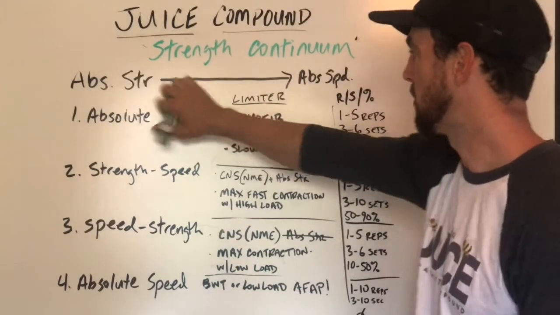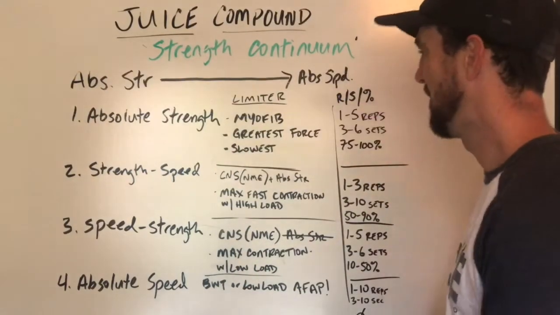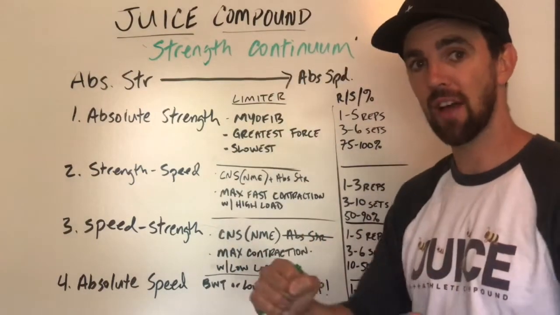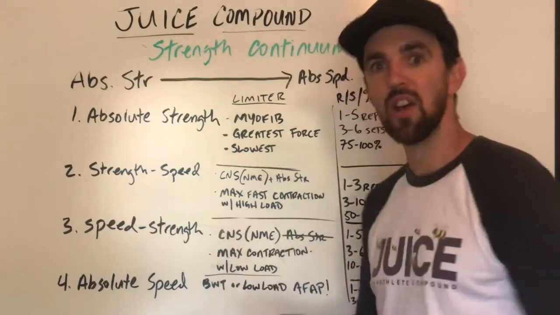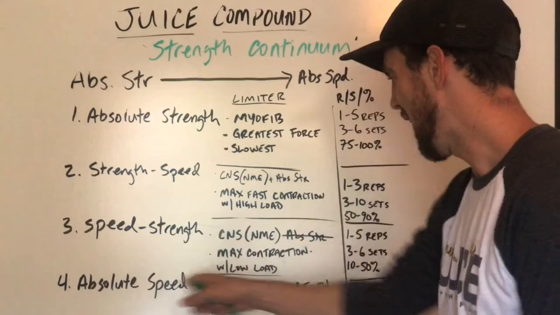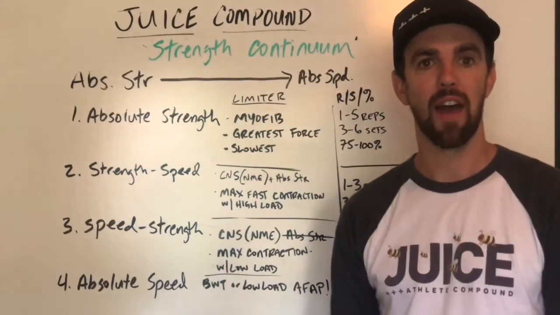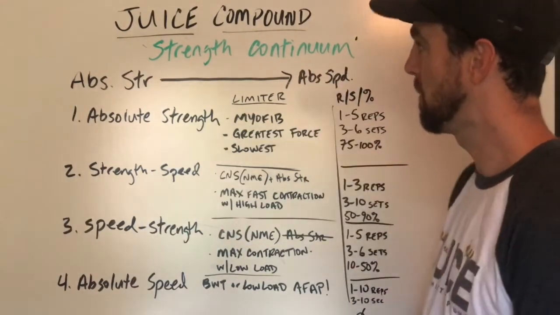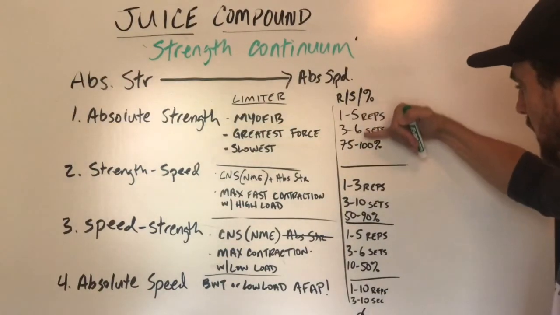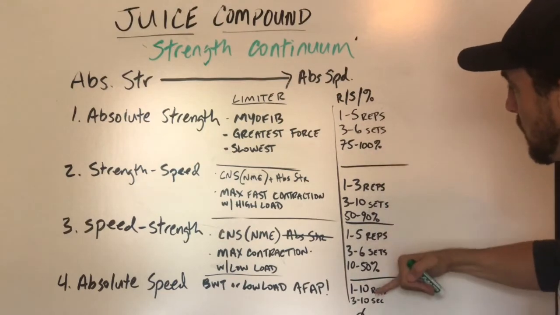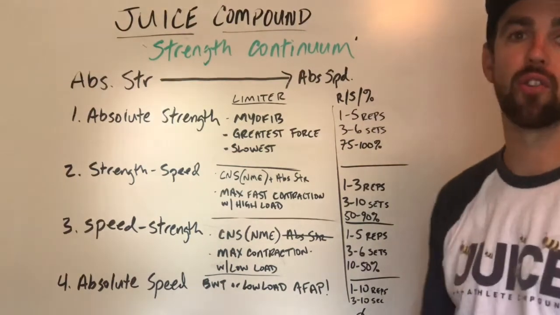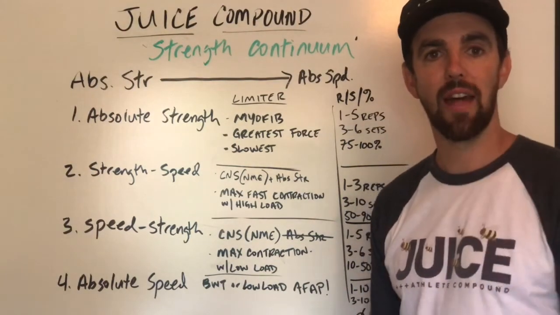Because we've developed our body's ability to produce the greatest force, we've now synced up that force with our brain to tell our body to contract fast. We've removed some of that load, so now you can actually move your body fast and not just think about moving fast, and now you are actually moving really fast. So that's the strength speed continuum, absolute strength to absolute speed. You'll see the rep ranges get a little more. The sets can increase also through here, and the percentages are going to go down as far as the external load as we get to go faster, and that's the strength continuum.